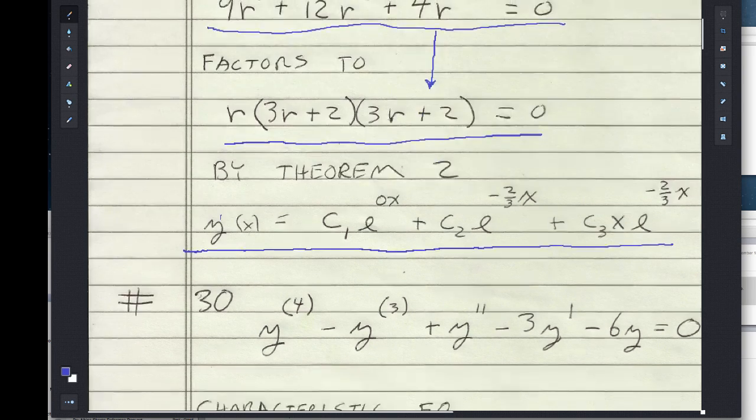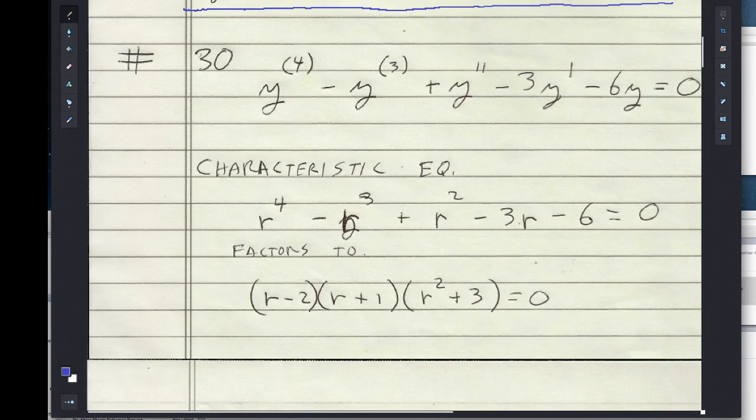Okay, I'm going to do number 30. Number 30, a similar type of a calculation here. We have a fourth order homogeneous linear differential equation. So we write down its characteristic polynomial. Okay, and then we factor this. Here again we could use the rational root theorem, trial and error, or somehow we factor this using our algebraic techniques that we've learned to come up with this factorization of the characteristic polynomial.